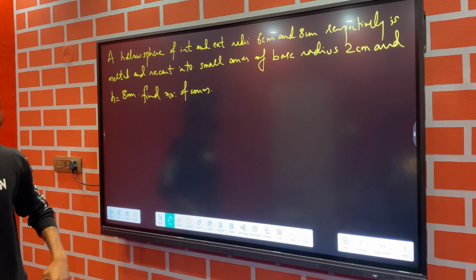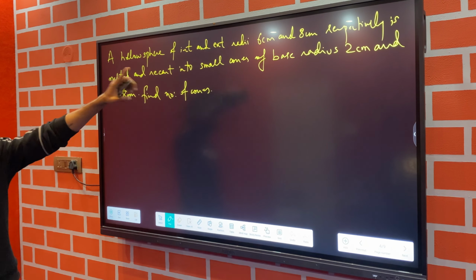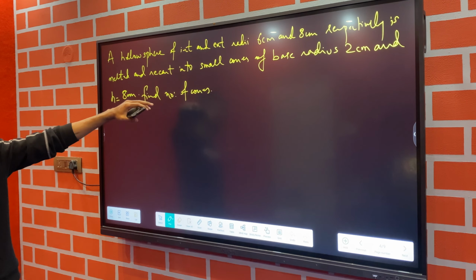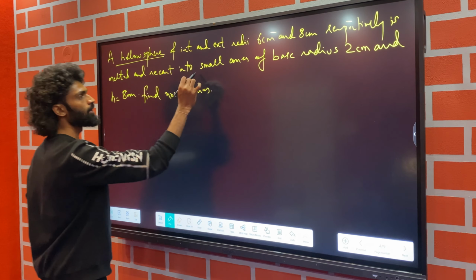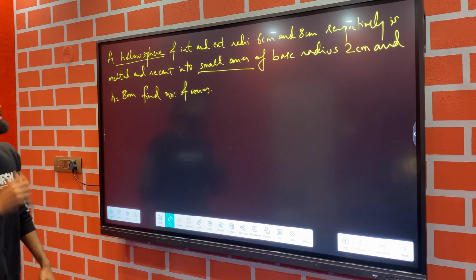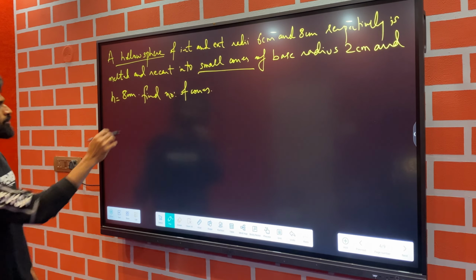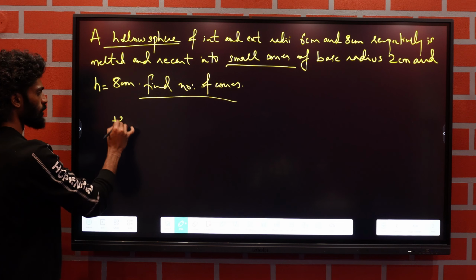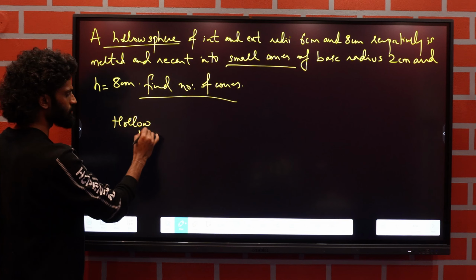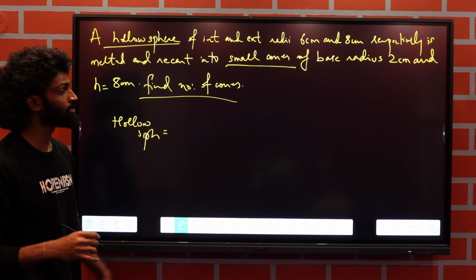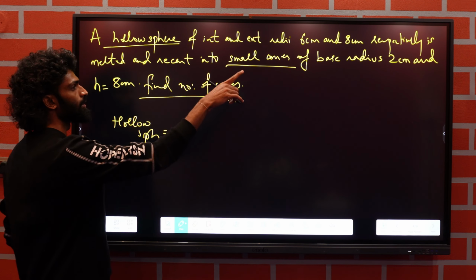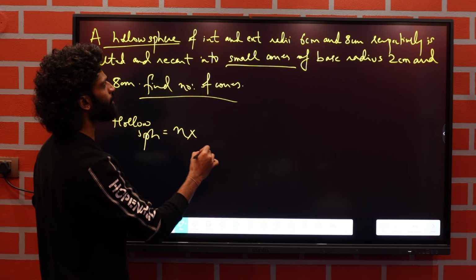But the story goes like this: the hollow sphere of internal and external radius is cast into cones. So hollow sphere and cones. Got it. Find the number of cones. I'll write it here: hollow sphere. Just don't write HS because you might get confused with hemisphere. This is hollow sphere. Okay, n into number of cones.